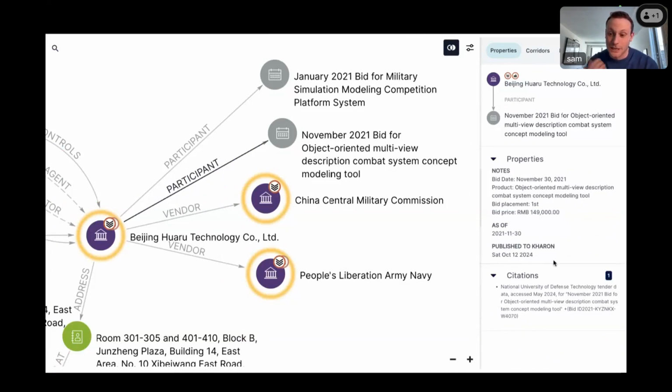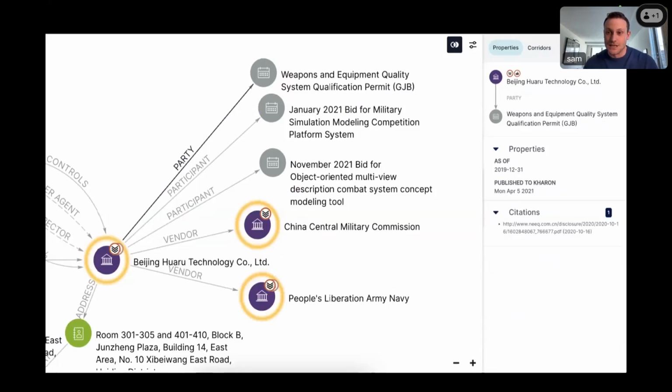I can see that by looking at publicly available Chinese procurement data, we're able to see that Beijing Huarui participated in a November 2021 bid, which they received first place for an object-oriented multi-view description combat system. So this company is actively engaging with the Chinese military, putting out tenders, winning bids, and even further, if I go here, I can see that they retain various permits for weapons and equipment system production, what's known in China as GJB. This is going to entitle this company to be able to work on certain things, especially at the classified level in China with the PLA.